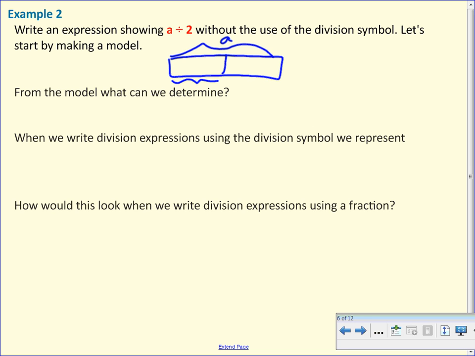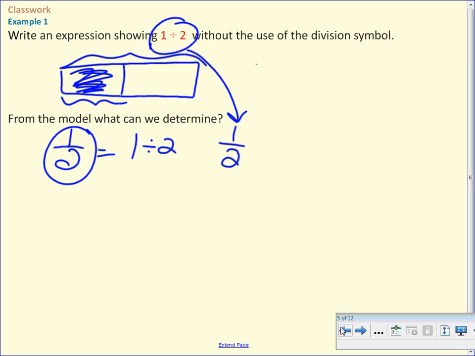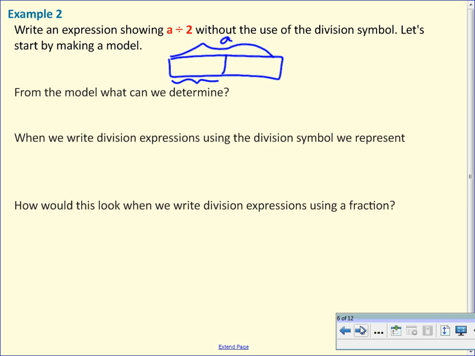So how could I represent that? What did I do? Instead of here, I had 1 divided by 2. Now I have A divided by 2. So how can I write that? I don't know what A is. I don't know what I separated. Right. So A over 2. So that's A divided by 2. Okay? Does everybody see where that came from? I had A as my total, and I divided it by 2. So this shows the A divided by 2.